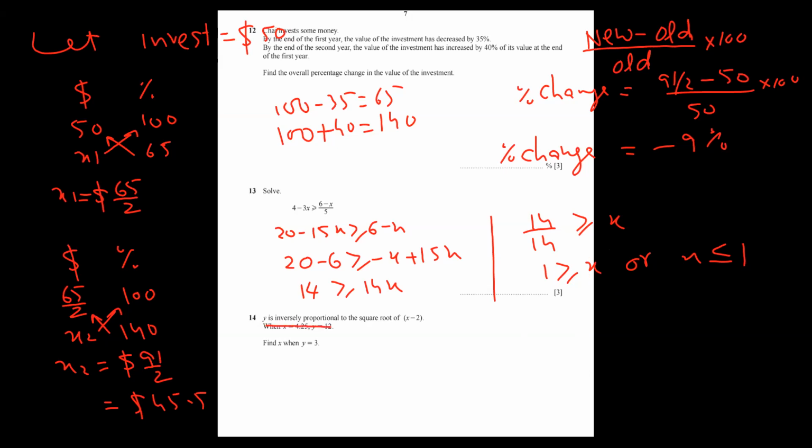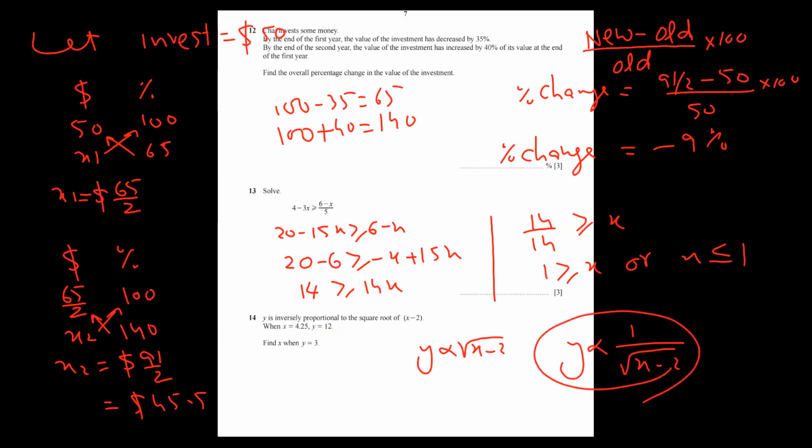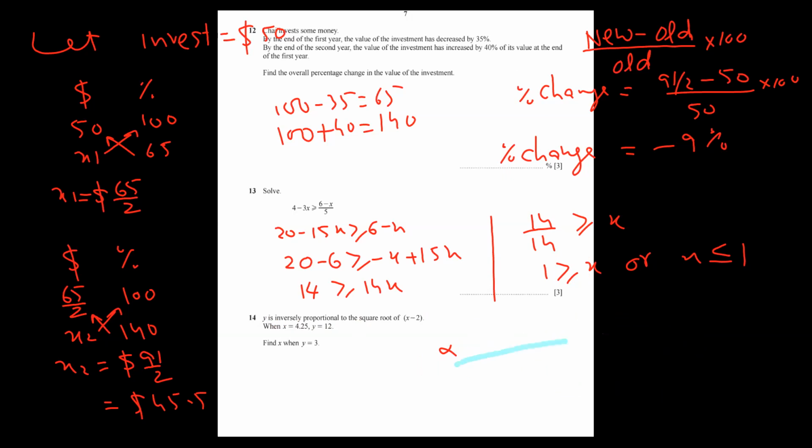Y is inversely proportional to the square root of that. If the word inversely is not there, then I will write it this way, square root of this. But when the word inversely comes, it is the same thing, but I will write 1 over root. So this is called directly proportional. This is called inversely proportional. I hope the point is very clear. Now I'm writing it. Y is inversely proportional to the square root of x minus 2. And we have to remove the proportional sign. We'll get k automatically.